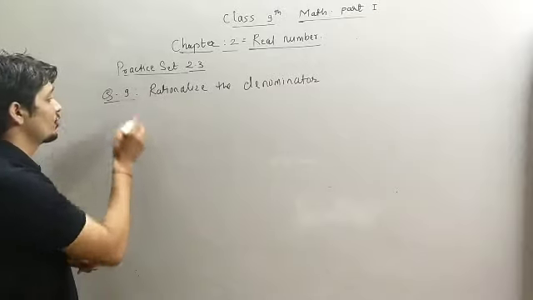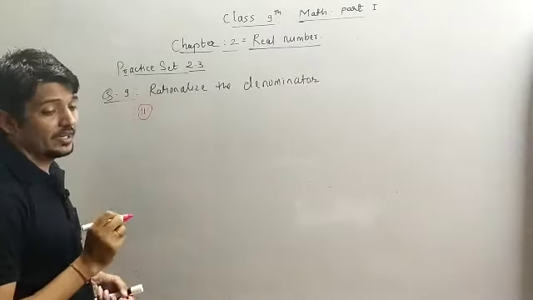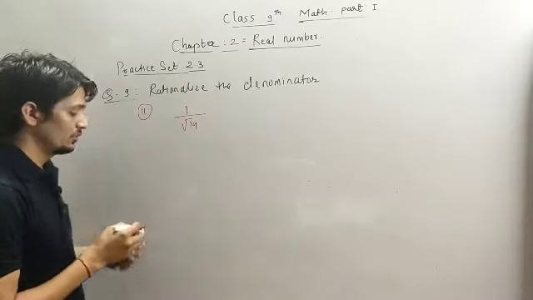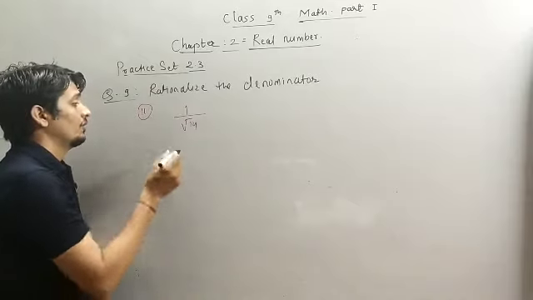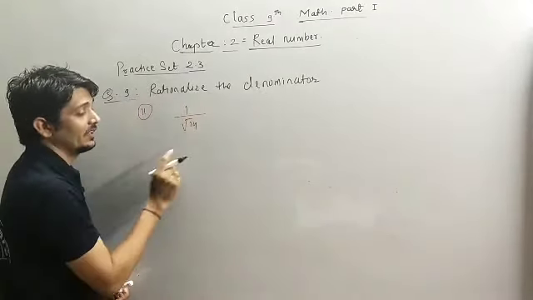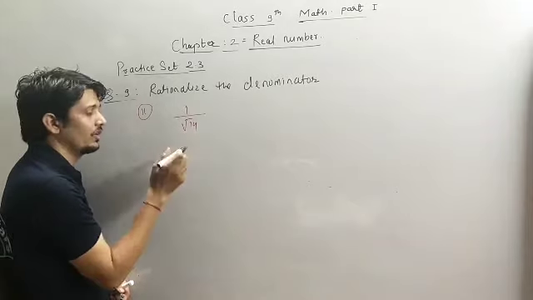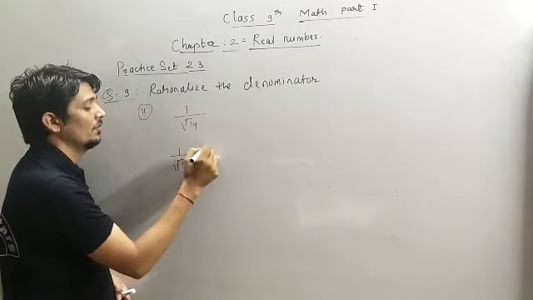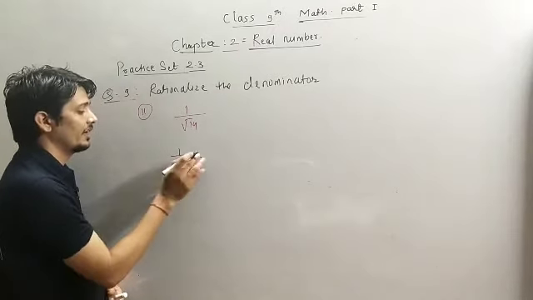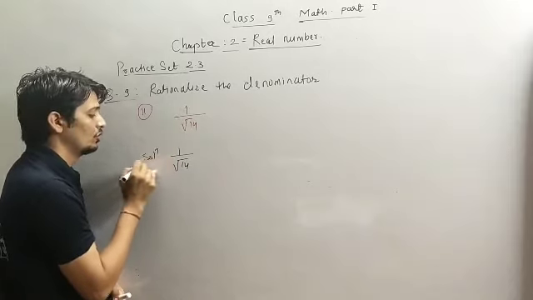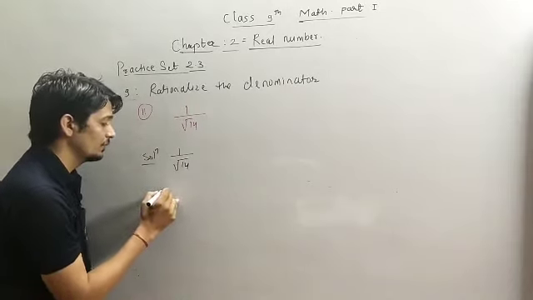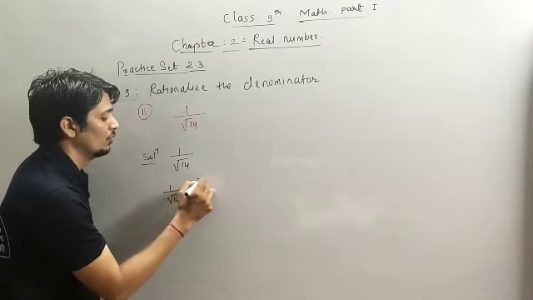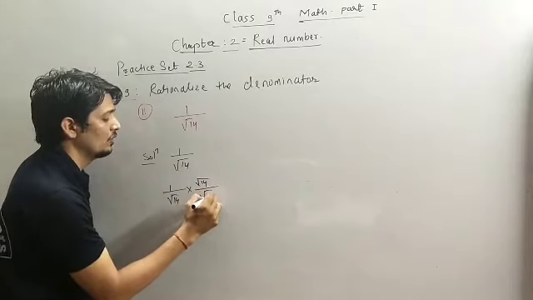Then we have second question. Second question have 1 by root 14. Again we have to rationalize the denominator. So denominator is what, root 14. So जो डिनोमिनेटर में रूट के अंदर जो वैल्यू रहेगी उसको हम मल्टीप्लाई भी करेंगे एंड डिवाइड भी करेंगे ऑन द सेम नंबर. सो solution we have 1 divided by root 14. So 1 divided by root 14 into root 14 divided by root 14.